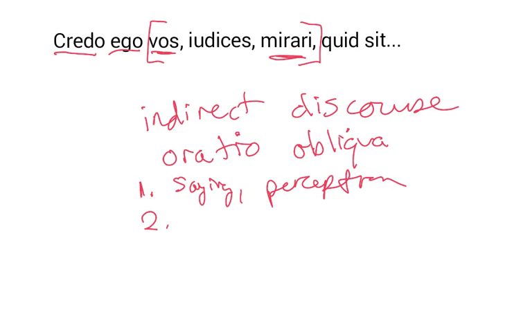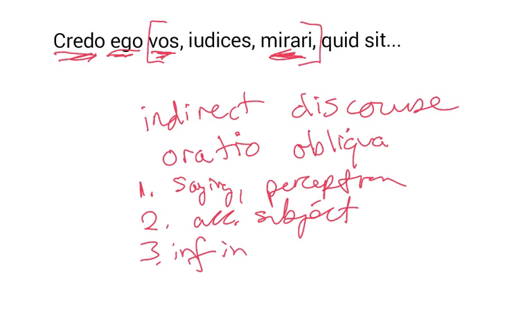Secondly, it requires an accusative subject. Now, the subject of a finite verb like credo, that is, one that has person and number, must always be nominative. But the subject of an infinitive, mirari, can only be accusative, namely vos. The third element in this construction, in addition to a verb of saying, perceiving, or supposing, and an accusative subject, is an infinitive. And in this example, of course, it's mirari.